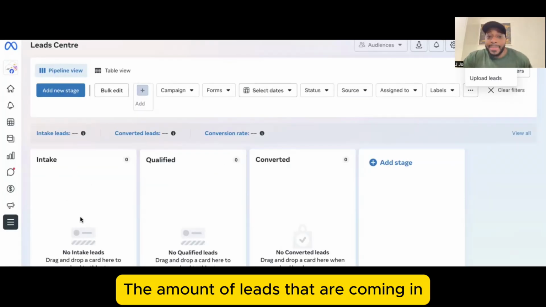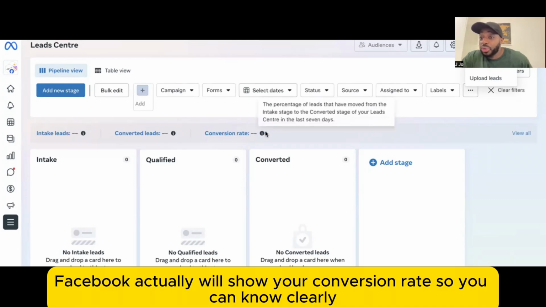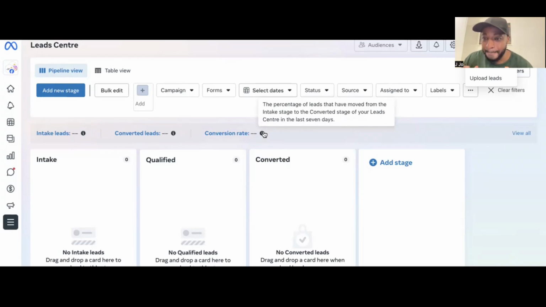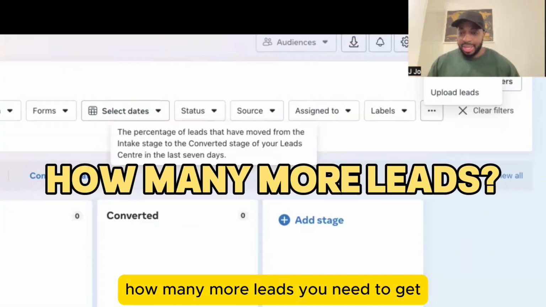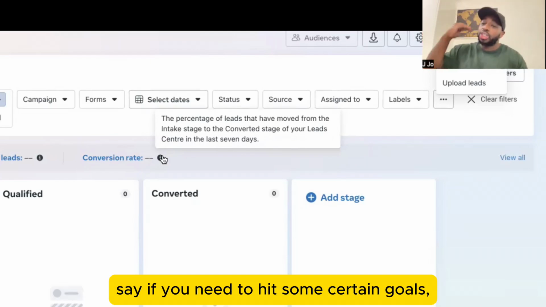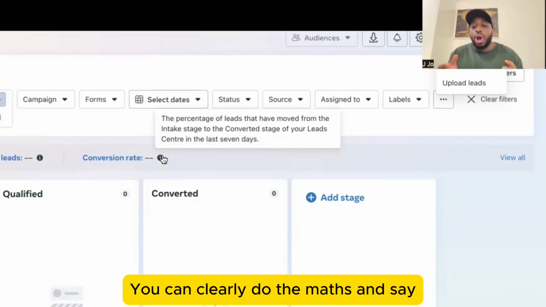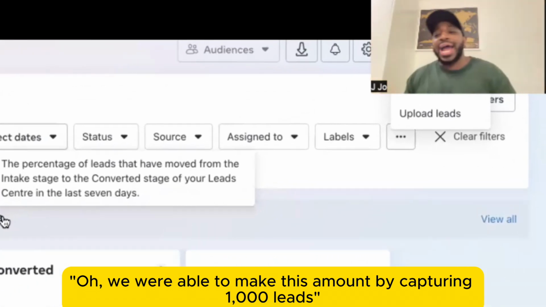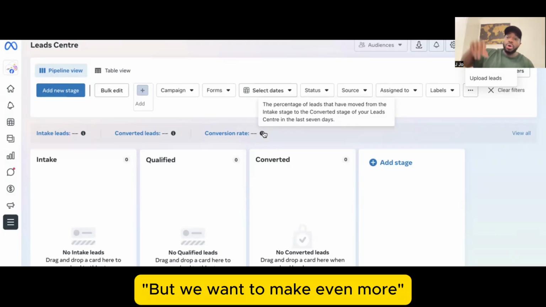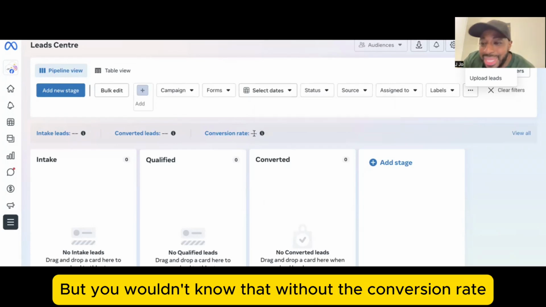The amount of leads that are coming in as opposed to those that are going to be converted, Facebook actually will show you a conversion rate. So you can know clearly how many more leads you need to get. Say you have some key performance indicators, or certain revenue goals in your business, you can clearly do the maths and say, we were able to make this amount by capturing 1,000 leads, but we want to make even more. So that means we need to capture 5,000 leads. But you wouldn't know that without the conversion rate.